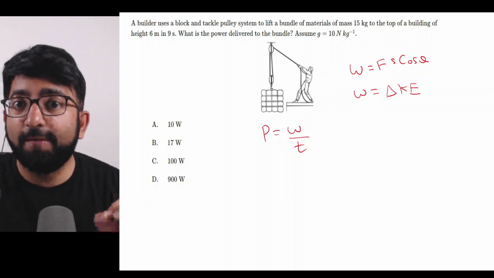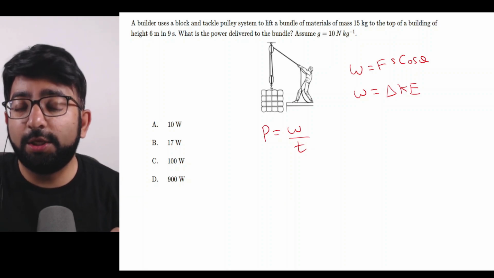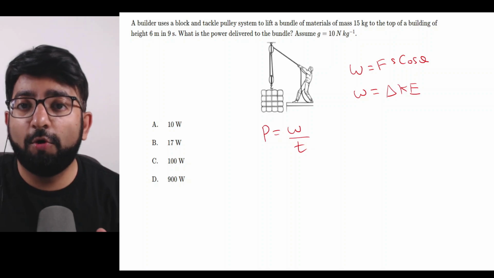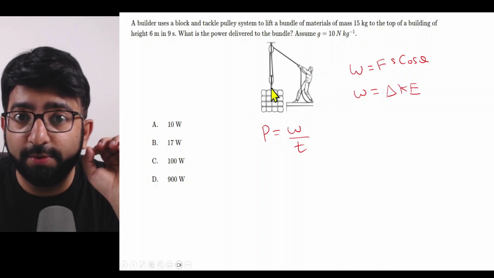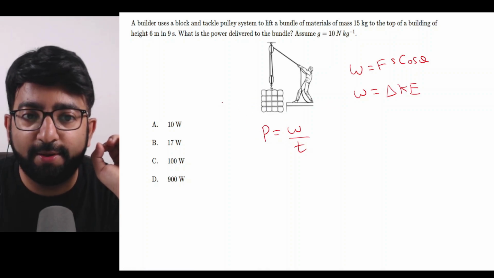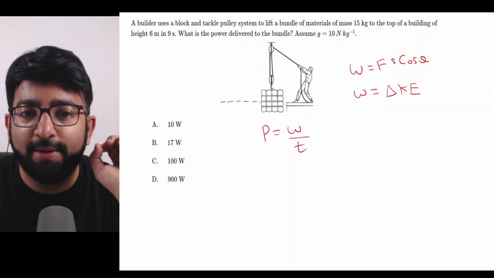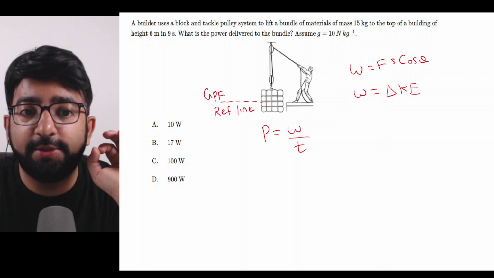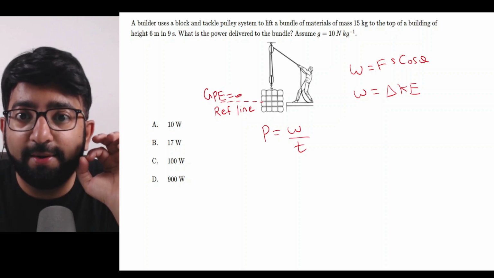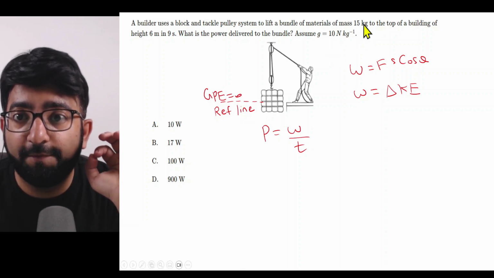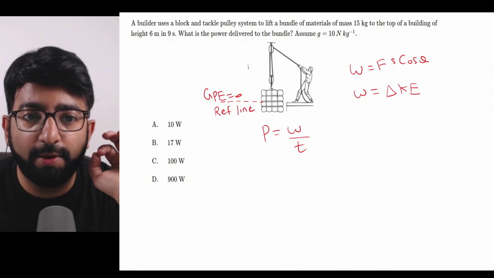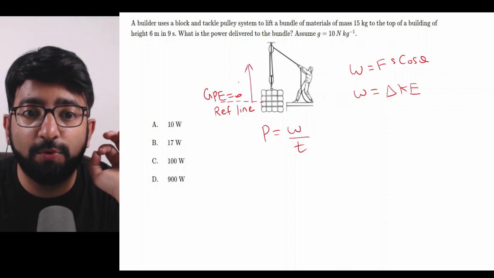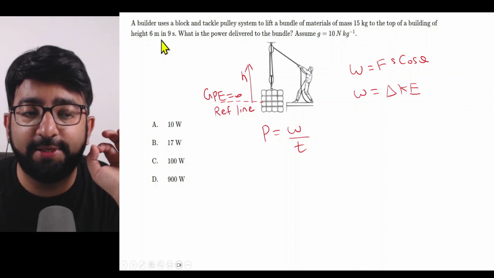Remember, whenever work is done, it is energy transformation taking place from one form to another. Let's focus on this bundle of materials. And let us say if I draw a dotted line, let's consider this as our reference line. Now, reference line, if you recall, is the point where the gravitational potential energy is taken to be zero. Now, it is said this entire mass, which is of 15 kgs, is taken up. Let me draw a diagram. So, taken up to a height of h, which is given as 6 meters.